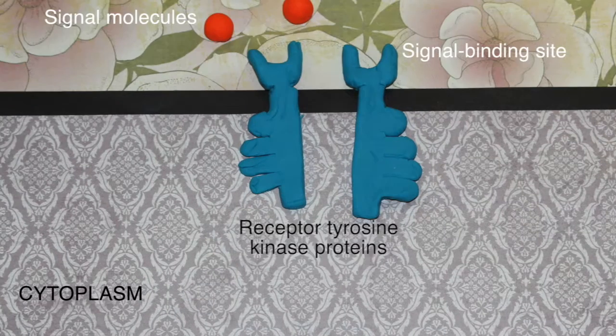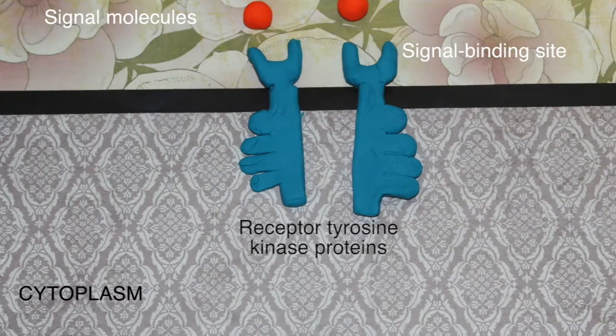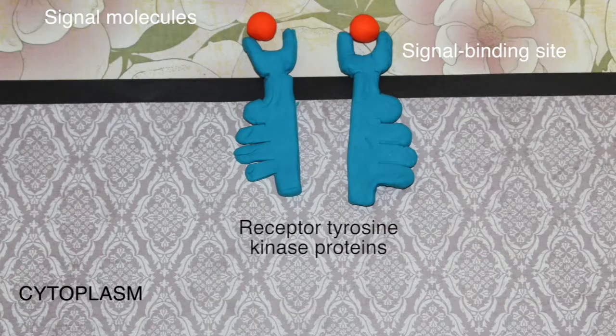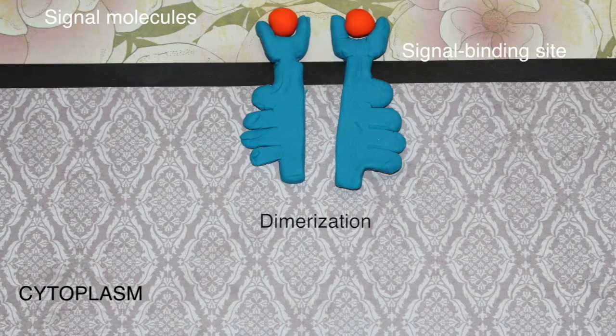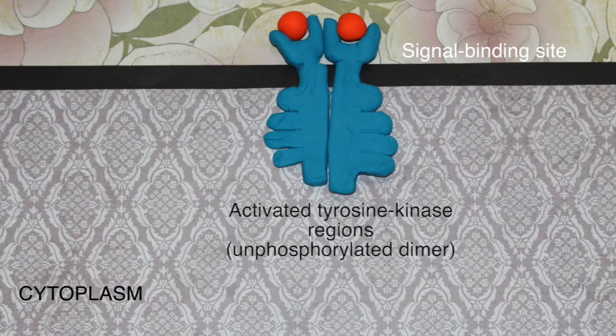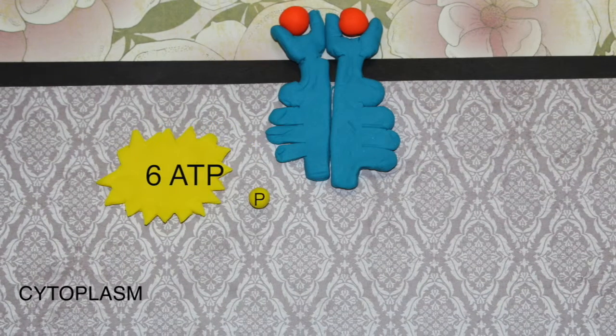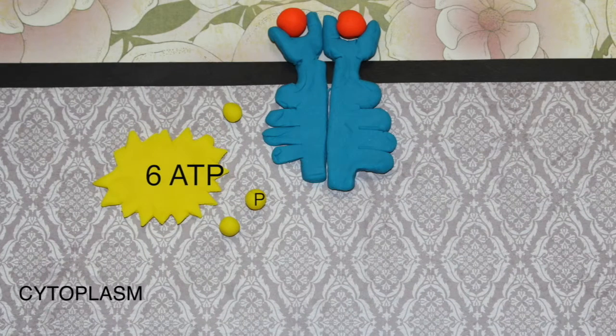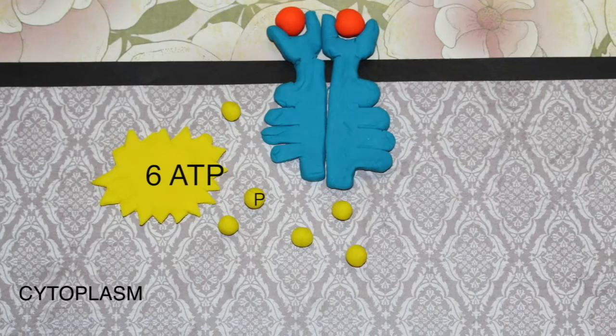Receptor tyrosine kinase proteins exist as individual polypeptides before signal molecule binding. Dimerization results in a dimer that activates the tyrosine kinase region of each polypeptide. Each tyrosine kinase adds a phosphate from a molecule of ATP to a tyrosine on the other polypeptide.